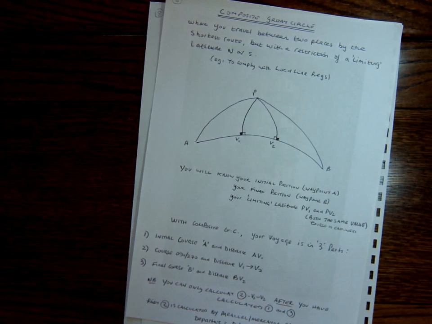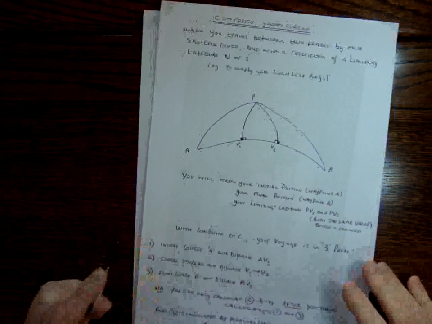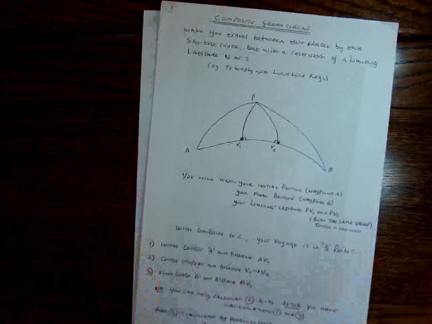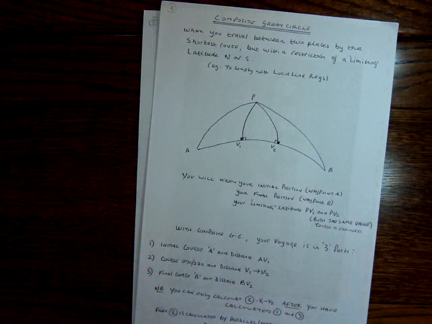Okay, we're going to have a look at a composite great circle problem now. Composite great circle is where you travel between two places, obviously by the shortest route, but there's a restriction on your latitude, so you have a limiting latitude.